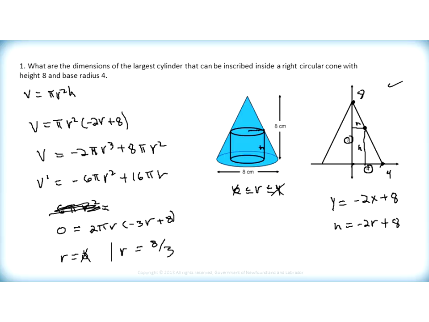So if r equals 8 over 3, then we've got to find our height. So the height at that same location is going to be -2 times 8/3 plus 8, which is 16 over 3, wow, look at that, it works out to be 8/3 as well. So we get the same height and radius. Both of them are going to be 8/3, and that would give us the biggest cylinder that we can squeeze inside that cone. All right, lots of fun with that one.